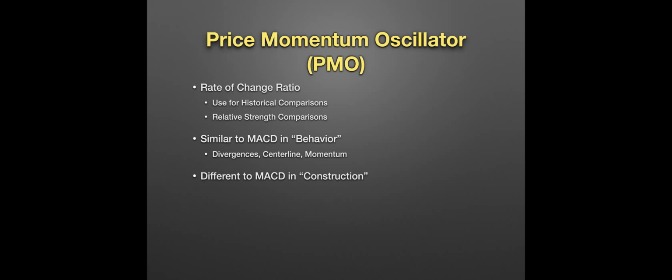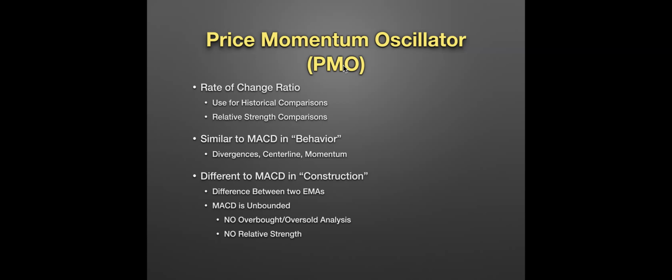It's different than the MACD in construction. The MACD is basically the difference between two EMAs, and the MACD is also unbounded, where the PMO is somewhat bounded, I would say. You can't really do overbought or oversold analysis with the MACD because it's unbounded. So I don't use it for those types of analysis.